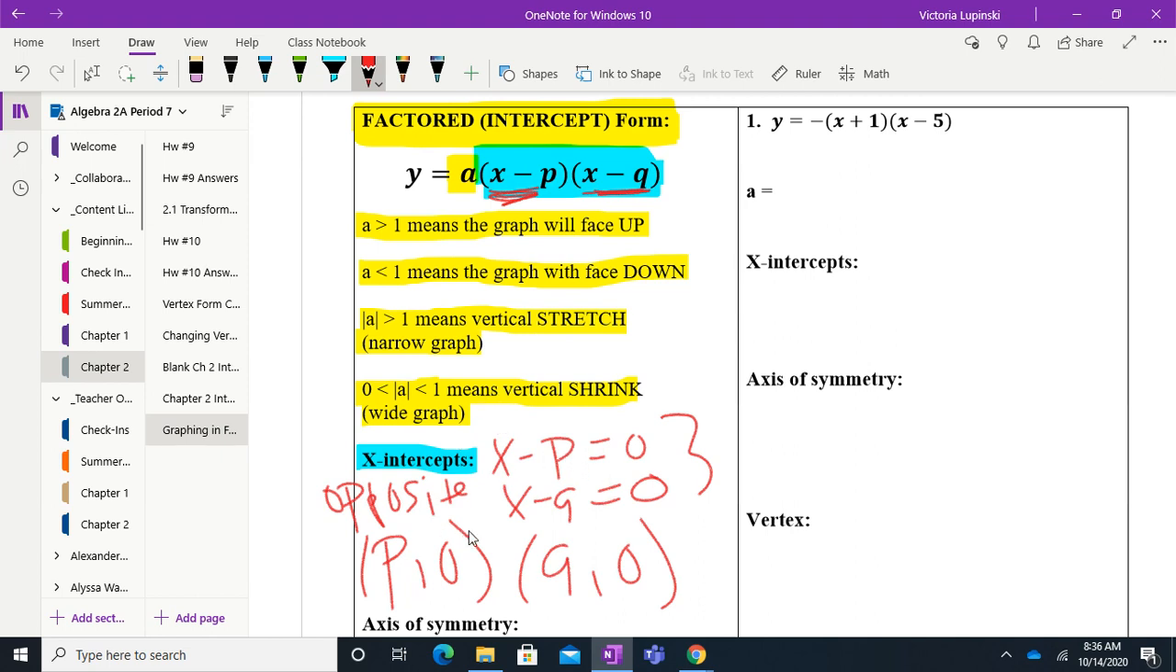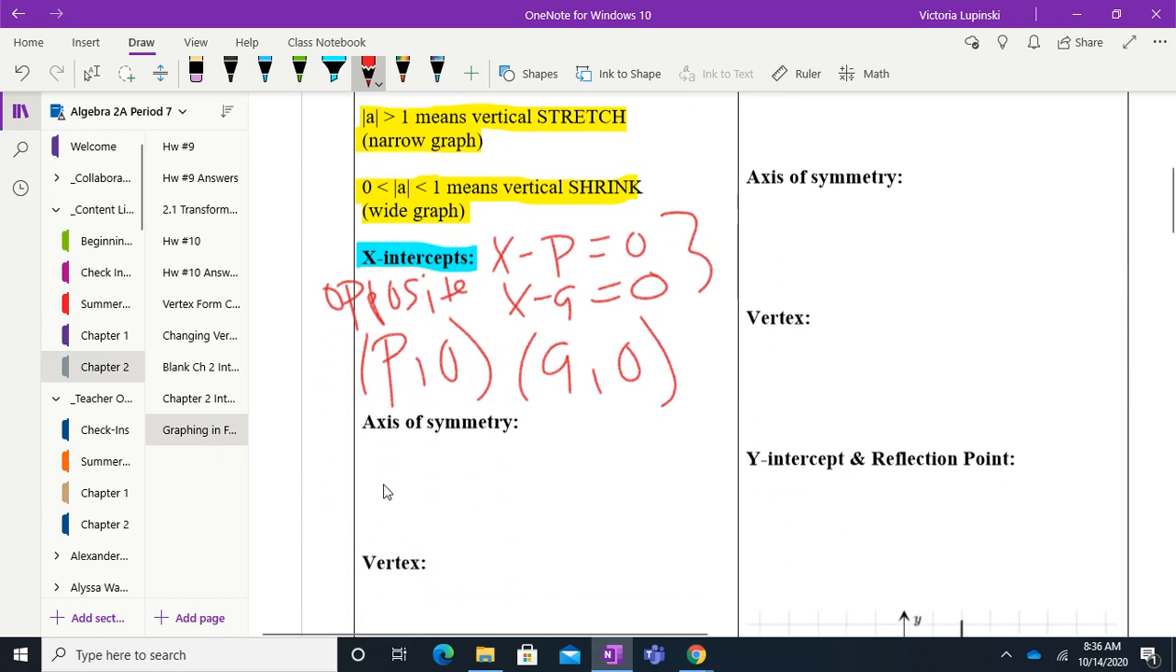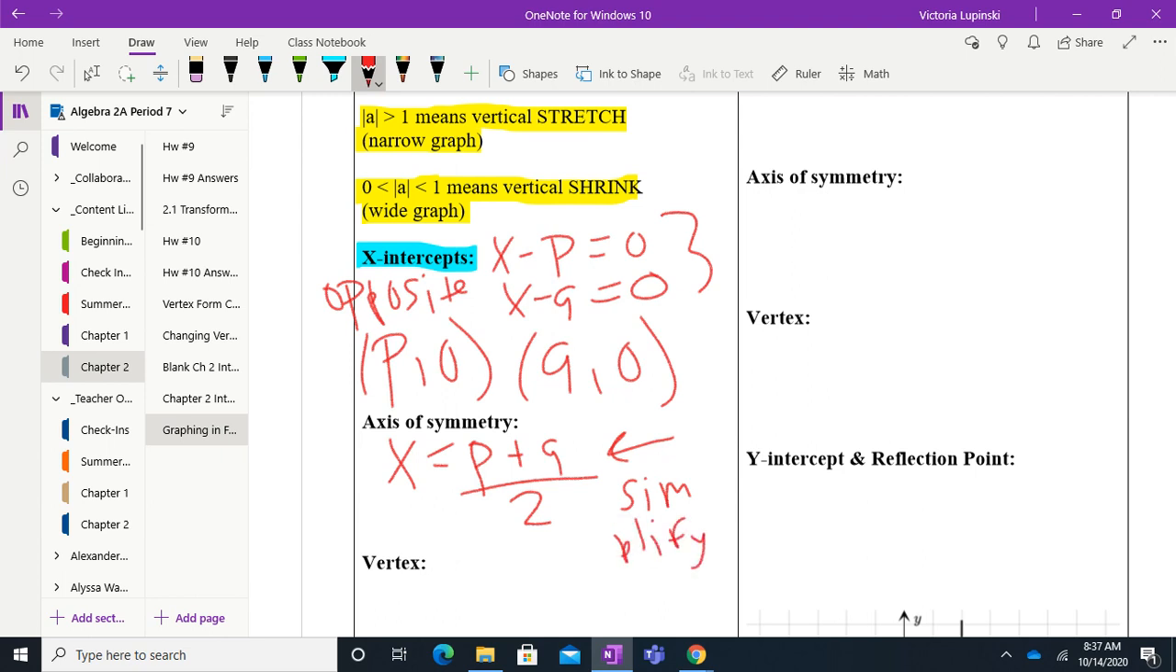Once you have the x-intercepts, find the axis of symmetry. Remember that the axis of symmetry is the dotted line that cuts the parabola exactly in half. The way that you find the axis of symmetry is a line, x equals. You're going to take whatever the p and whatever the q from the previous step is. You're going to add them together, and then you're going to divide by 2. Before you divide by 2, be sure that you simplify whatever the numerator is first. So if it was 5 plus 8, first do 5 plus 8 and then divide by 2. So make sure you simplify the numerator first.